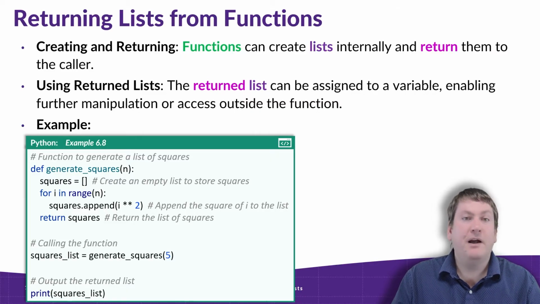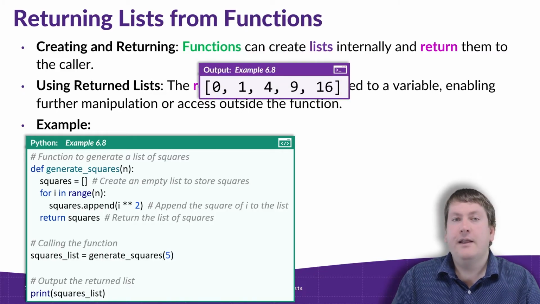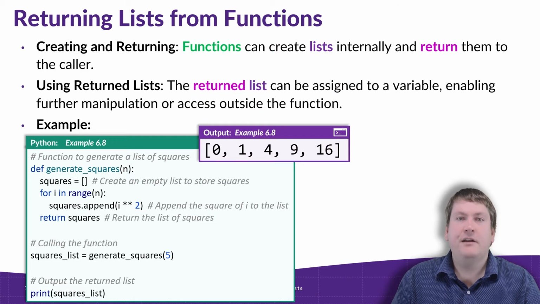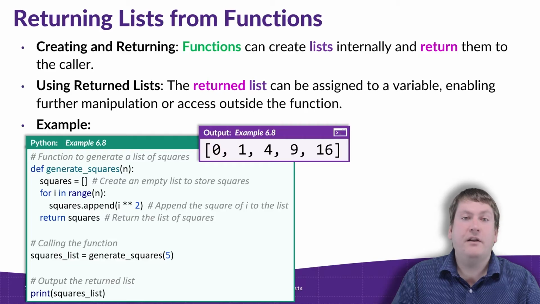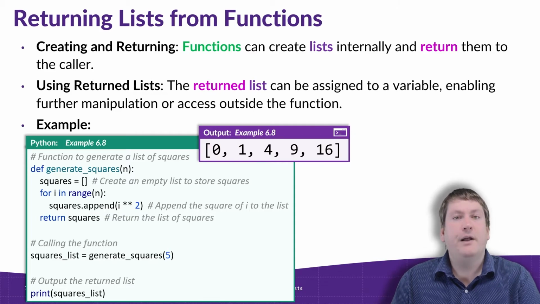Our program outside of the function assigns the value of that list to square list and then prints it out. The result would be something like this: 0, 1, 4, 9, and 16, which are the squares from 0 up to and not including 5.